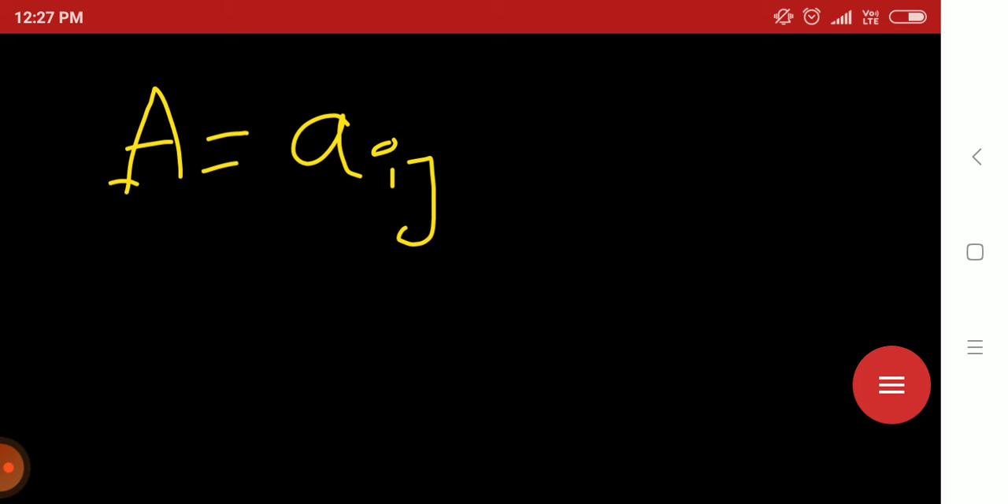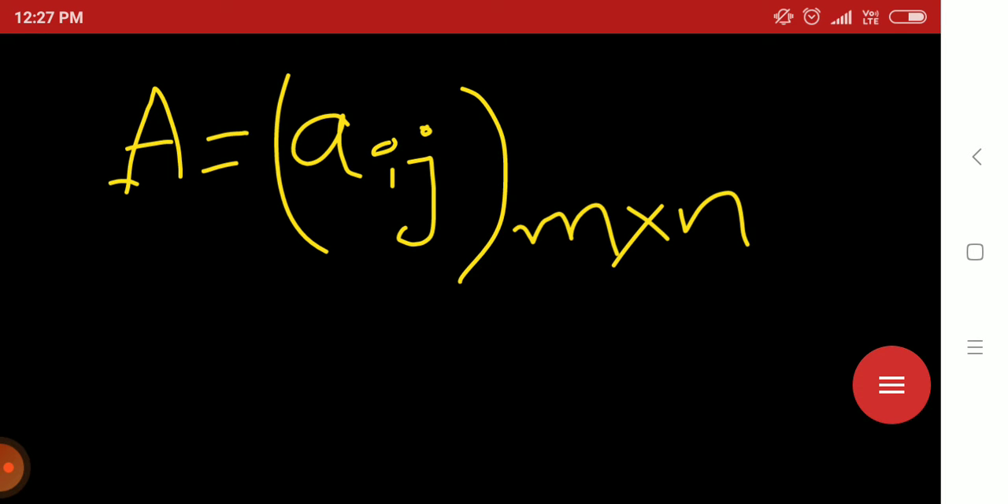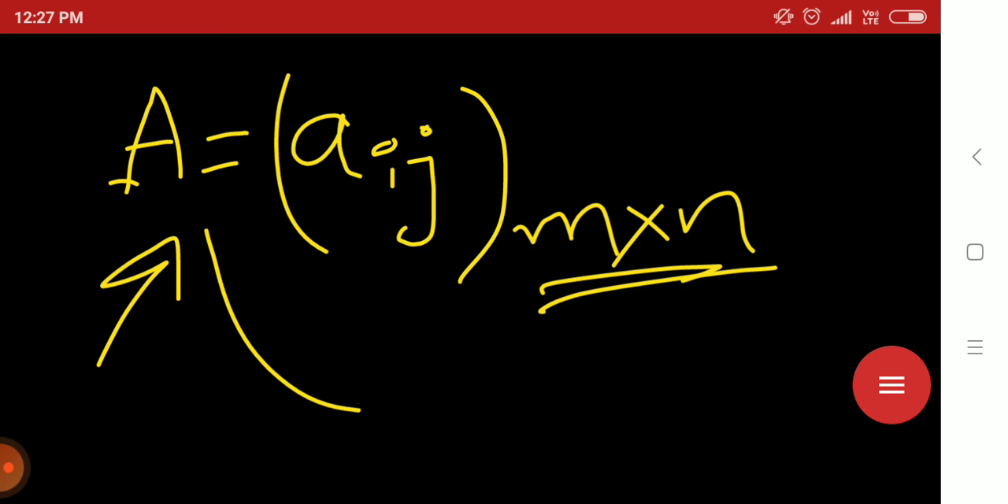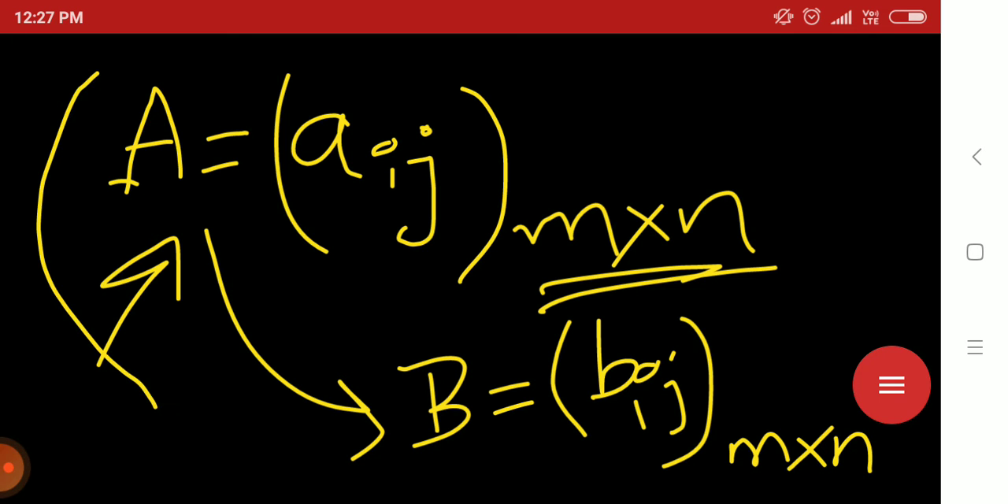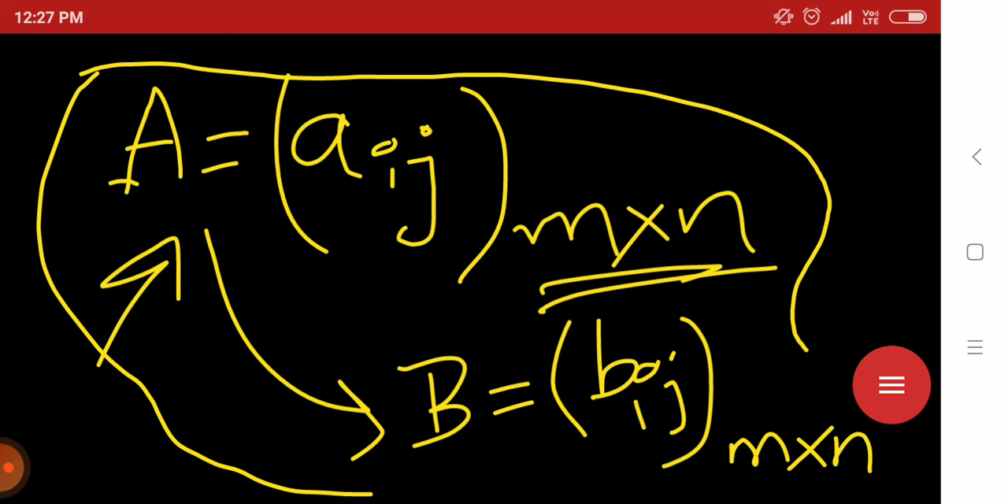So let us consider a matrix A equals Aij, that means ith row, jth column, an M by N matrix. You know the matrix row column is represented in such a way. So let us consider A equals Aij, M cross N. It is a matrix. A will be similar to B such that B equals Bij, M cross N, when. So if A and B are similar matrix, in which condition are they called similar matrix?